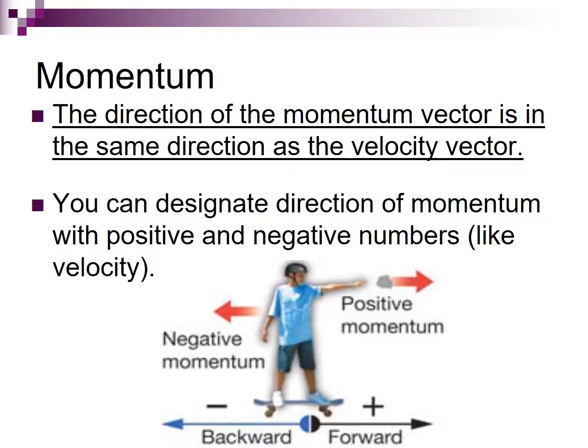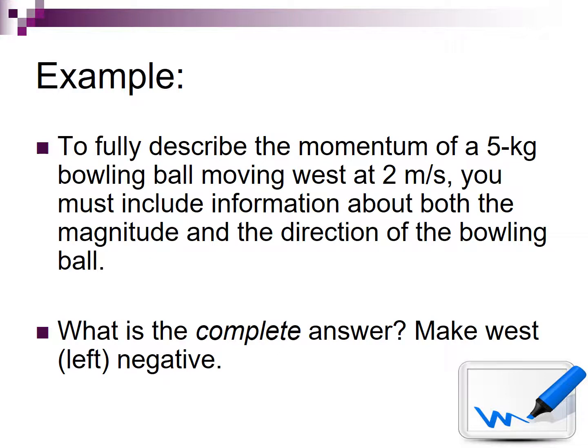So the direction of the momentum vector is in the same direction as the velocity vector. And so sometimes we'll say we have positive momentum or negative momentum depending on the direction. So to fully describe the momentum of a 5 kilogram bowling ball moving west at 2 meters per second, you must include information about both the magnitude and the direction of the bowling ball. So what is the complete answer?